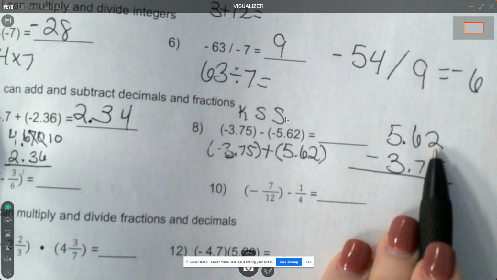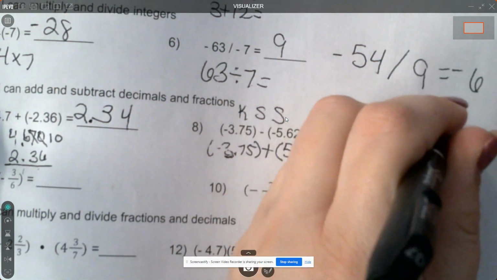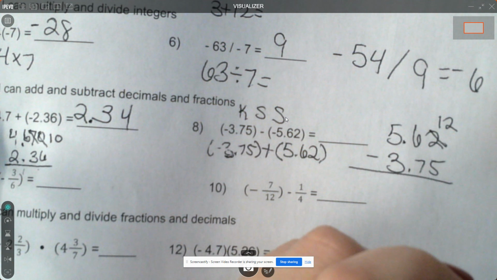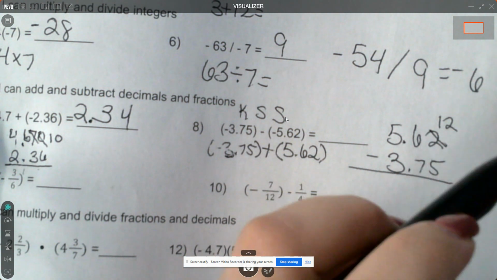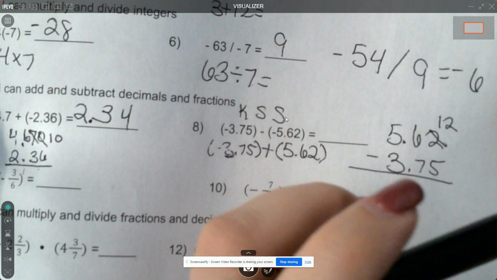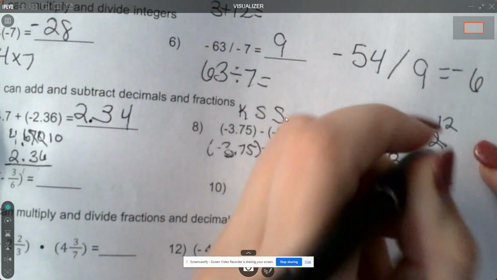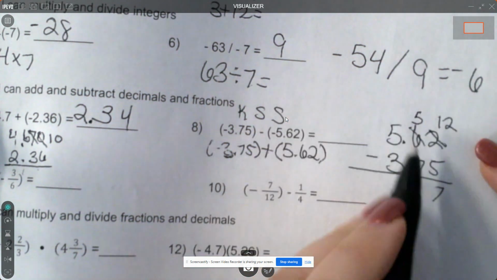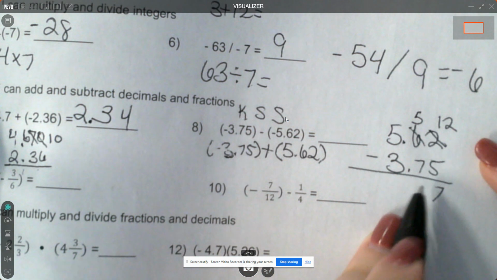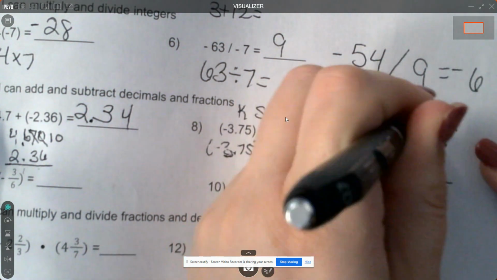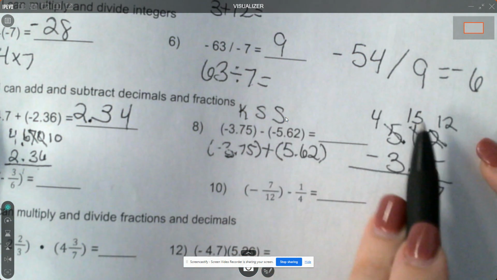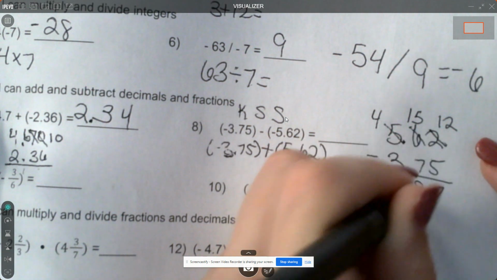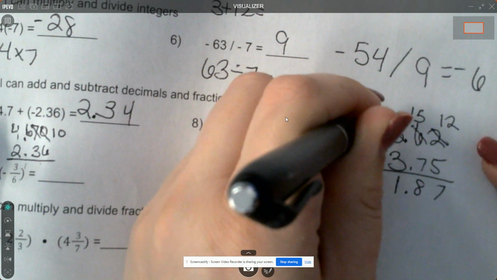I cannot do 2 minus 5. This becomes a 12. 12 minus 5 is what? Madison? 7. When I borrowed from the 12 or made this a 12, this became a 5. And again, I can't do 5 minus 7. So this becomes a 4 and that becomes a 15. 15 minus 7 is 8. 4 minus 3 is 1. Bring down my decimal. So my answer is 1.87.